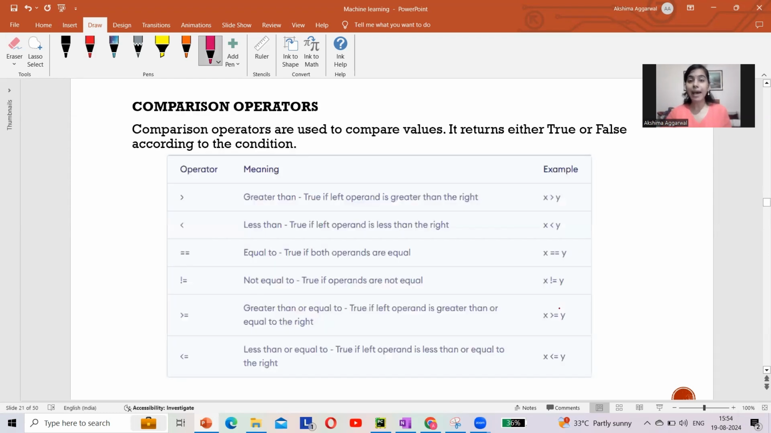Now let's see the comparison operators. The comparison operators are used to compare values, and they always give you the result as a boolean, either true or false. First is greater than, second is less than, equal to if both the operands are equal, not equal to, greater than or equal to, less than or equal to.